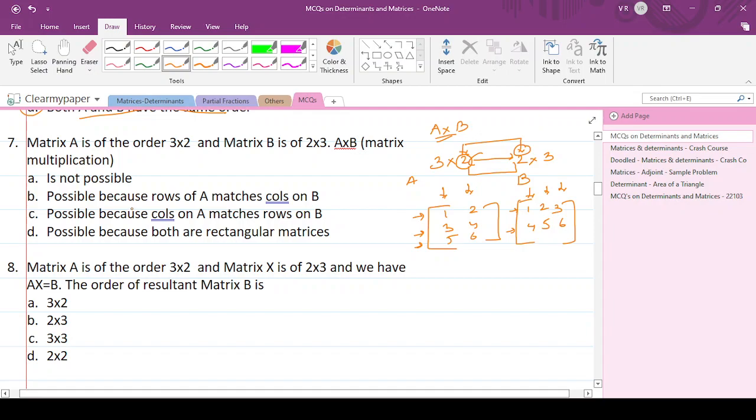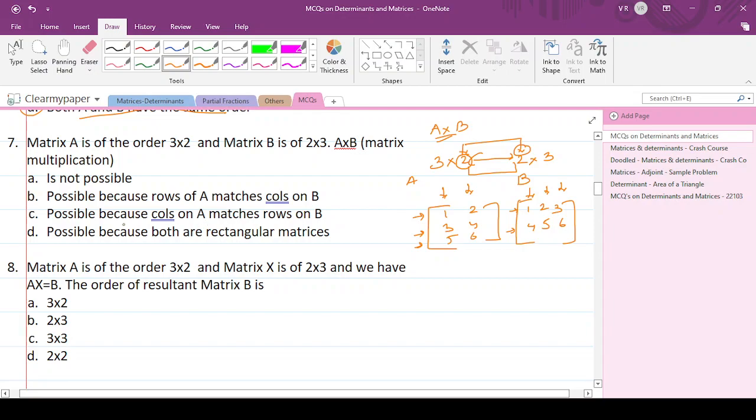So let's see what we have. In this case, is multiplication possible? Yes, it's possible. So the first answer is not true. Possible because rows of A match columns of B. That's not what we're looking at. Possible because columns of A match rows of B.